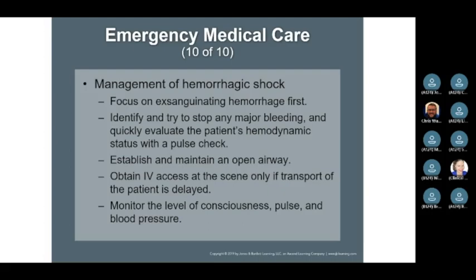En route to the ED, insert at least one, preferably two 18 gauge peripheral IV lines. Obtain IV access at the scene only if the transport of the patient is delayed. Monitor the level of consciousness, the pulse, and the blood pressure. And I think that is the end of our PowerPoint, guys.